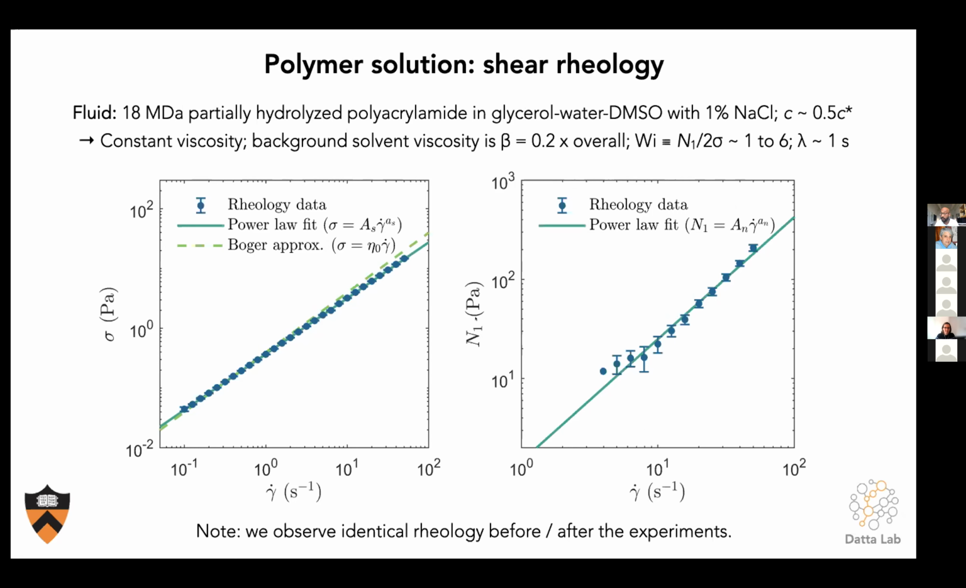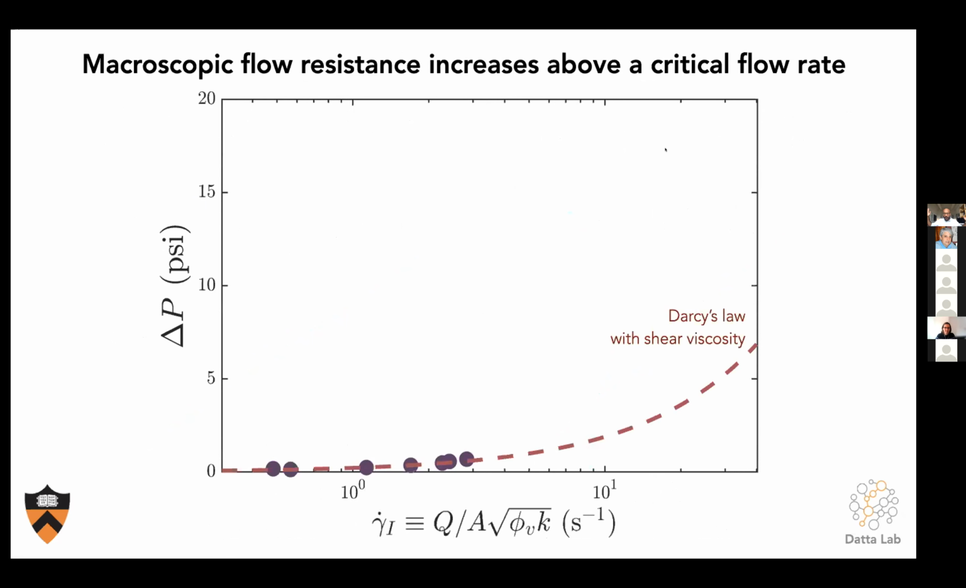We can measure the first normal stress difference, which is a measure of how elastic it is, and we can characterize elasticity this way. And we can define what's called the Weissenberg number, which uses the first normal stress difference and the shear stress, and the Weissenberg number essentially quantifies how elastic this fluid is and how important elastic stresses are in the flow.